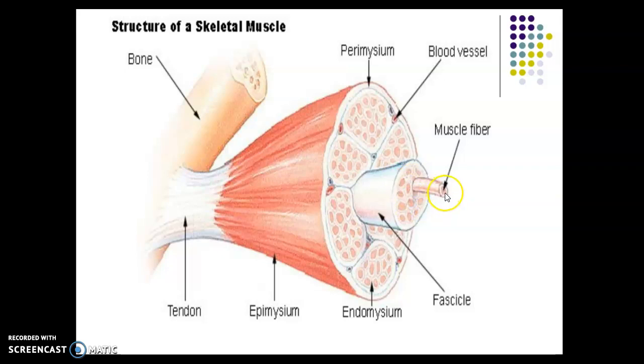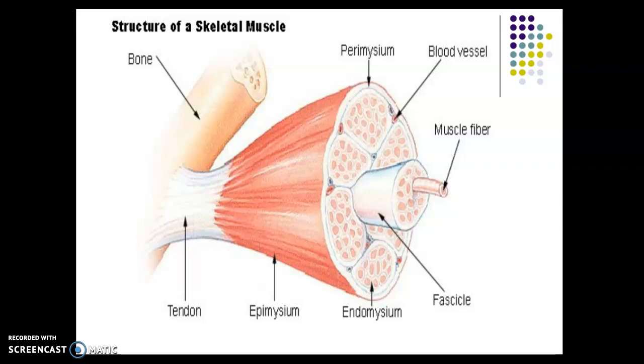So we're going to pull out one of these individual muscle cells. Now, what's around this individual muscle cell or fiber? Remember, muscle cell and muscle fiber are synonyms. Around it is another connective tissue sheath, which is called an endomysium. So we've got 3 connective tissue sheaths.